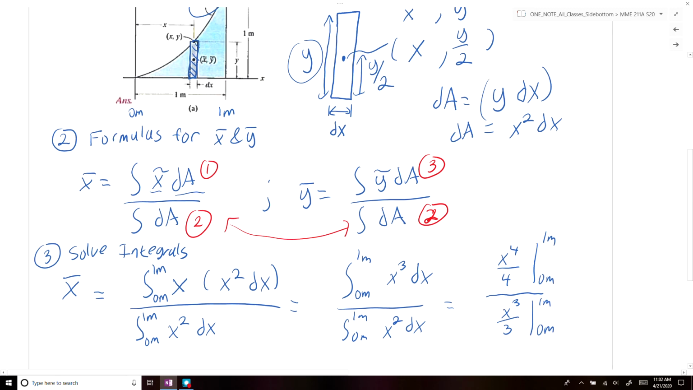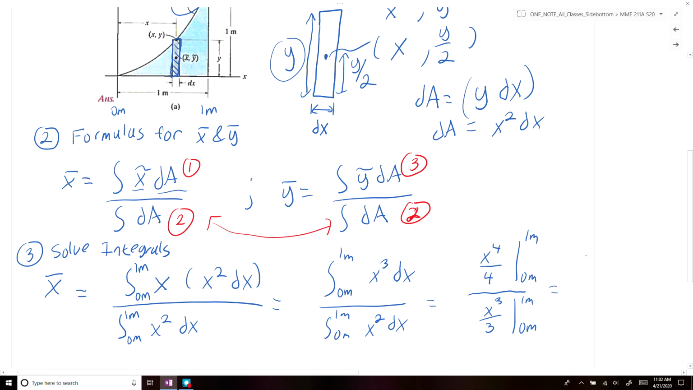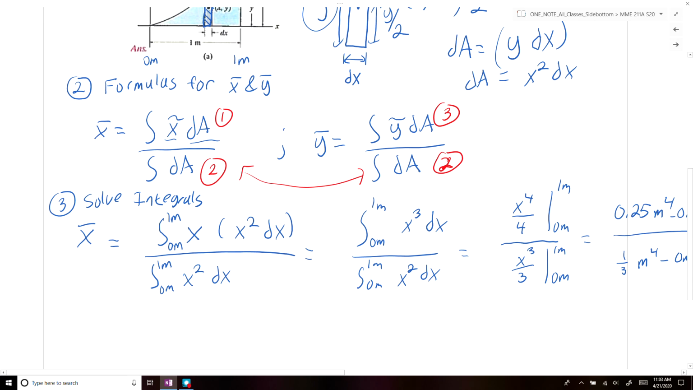If we did that, we would end up getting 0.25 meters to the 4th minus 0 meters to the 4th, divided by 1/3 meters to the 4th minus 0 meters to the 4th. So that we end up getting x bar would be equal to 0.75 meters.